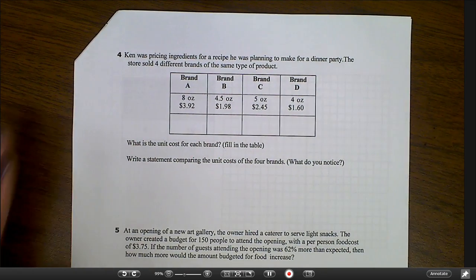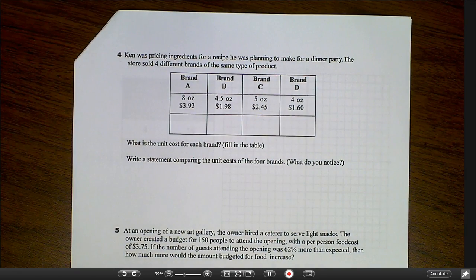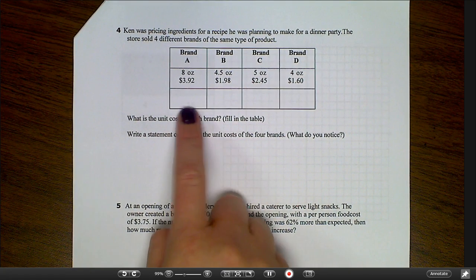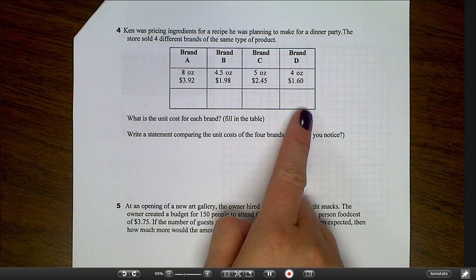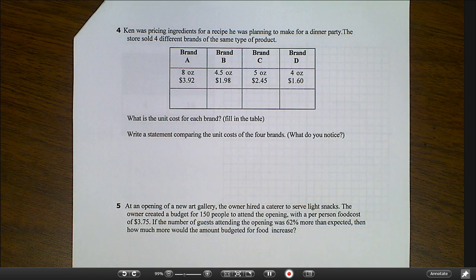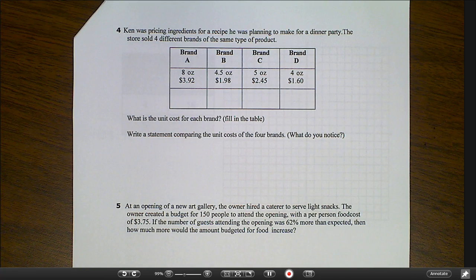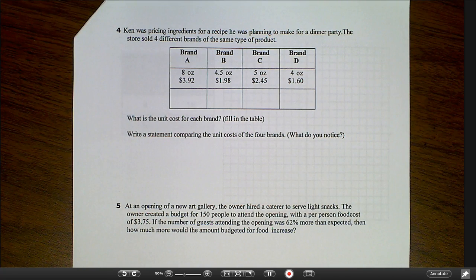All right, number 4. Ken was pricing different ingredients for a recipe he was planning to make for a dinner party. The store sold 4 different brands of the same type of product. What is the unit cost for each brand? So we have to fill in the table. We have to find the unit rate. Unit cost is just another word for unit rate for each brand. And then we need to write a statement comparing them. So just something intelligent that we notice.